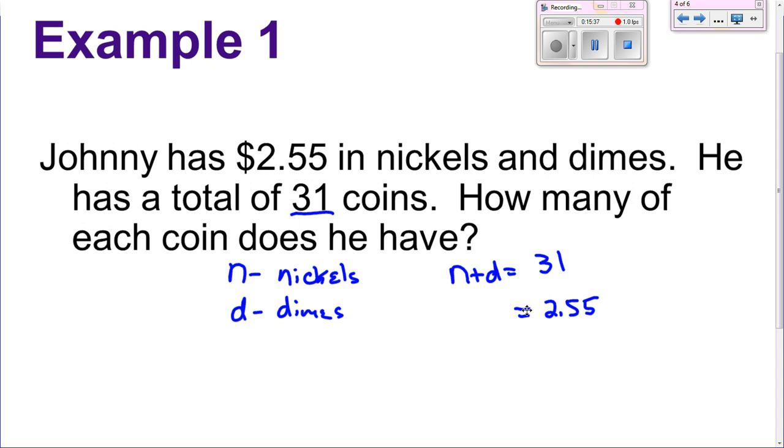And this is actually the easy part. You just have to think it through. The money is going to go together and the number of nickels and dimes goes together. So the nickels plus the dimes equals 31. Then what is the value of a nickel? It's 5 cents, which is 0.05. So 0.05 N plus, then a dime is 10 cents, so 0.10 D equals 255. Now you have two separate equations.